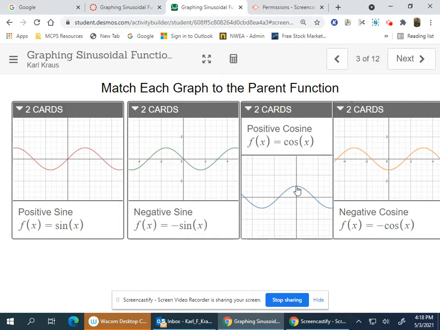Cosine curve starts at a maximum, and then one period later it ends at a maximum. The negative of that is just, once again, reflecting over the x-axis. Every maximum becomes a minimum, every minimum becomes a maximum. So the sine curve is the red one. The negative sine is the green graph. Cosine is the blue graph. And negative cosine is the orange graph.